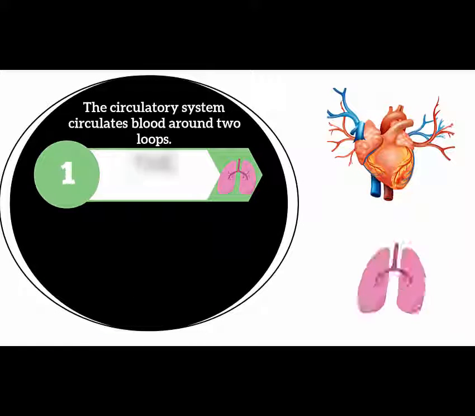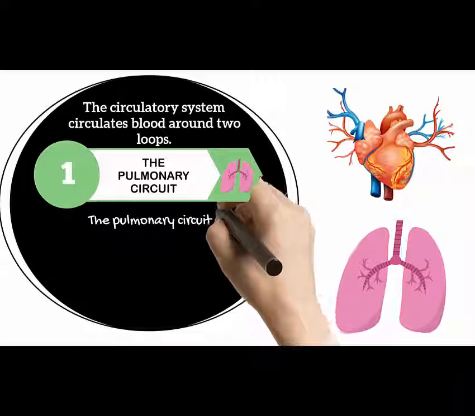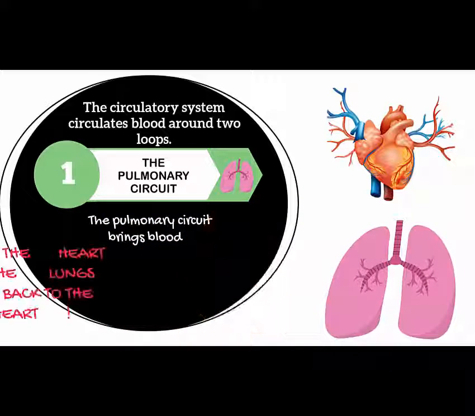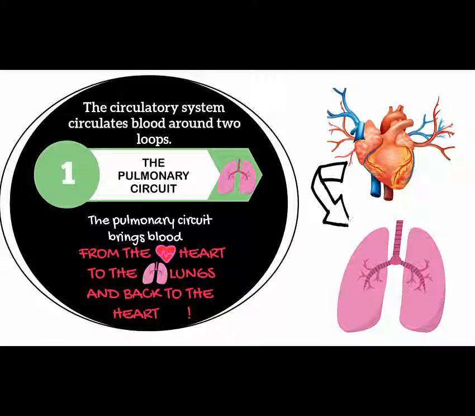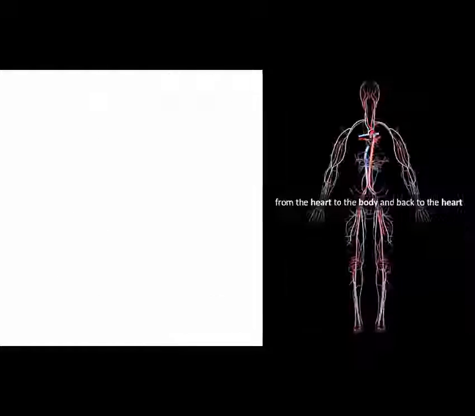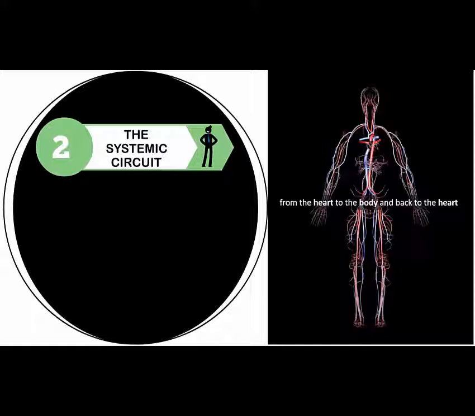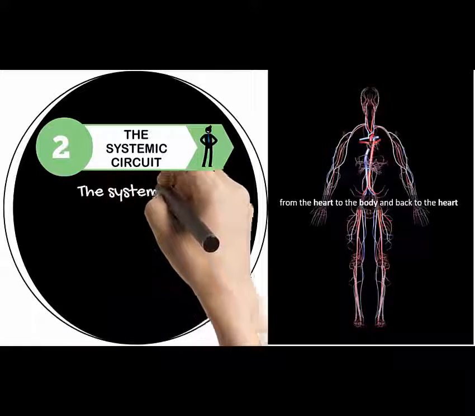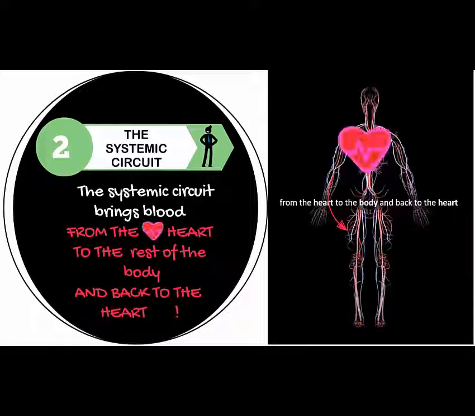The circulatory system circulates blood around two loops. The first one is the pulmonary circuit. This brings blood from the heart to the lungs back to the heart. The second loop is called the systemic circuit. The systemic circuit brings blood from the heart to the rest of the body and back to the heart.